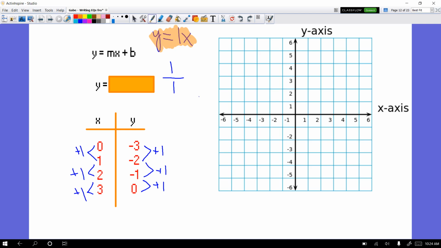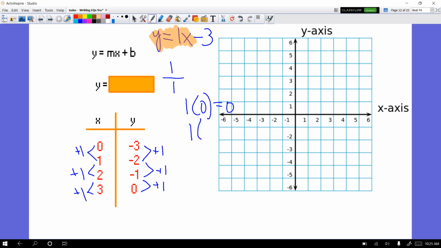All right, so 1 times 0 equals 0. Well, what was 0 supposed to equal? It was supposed to equal 0, but it didn't. So how do we go from 0 to negative 3? Minus 3. Now let's see if that works.